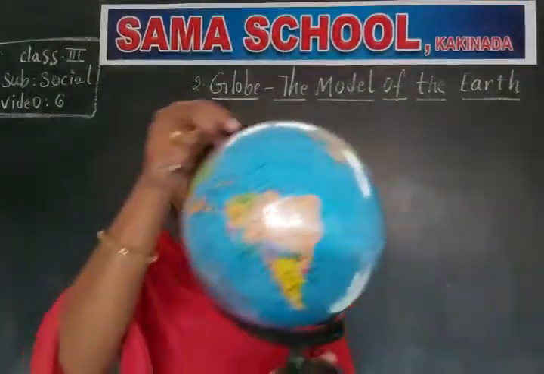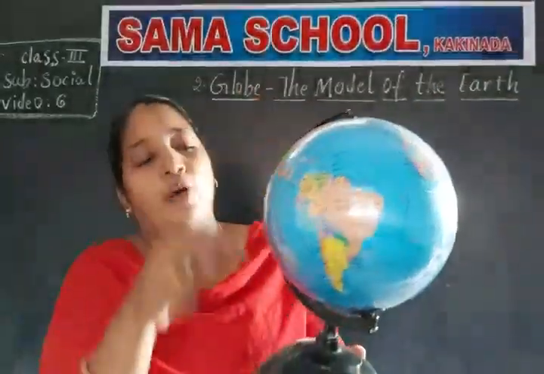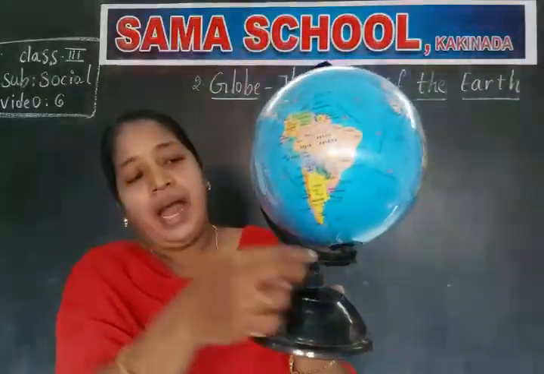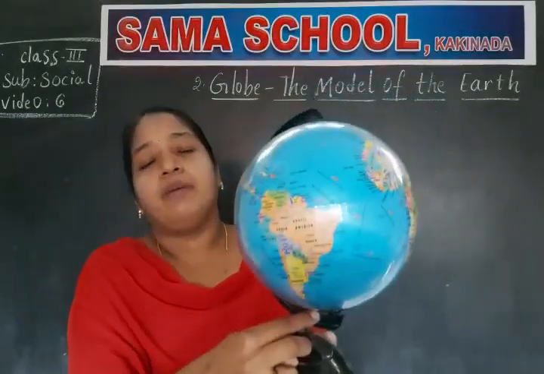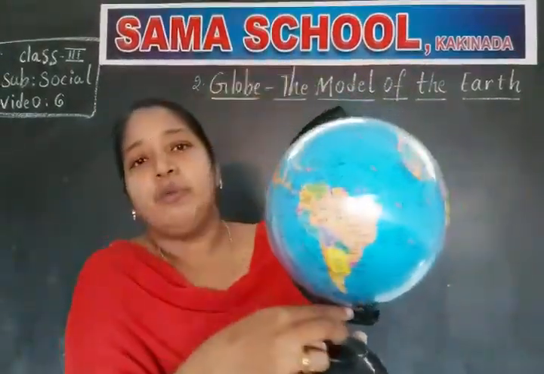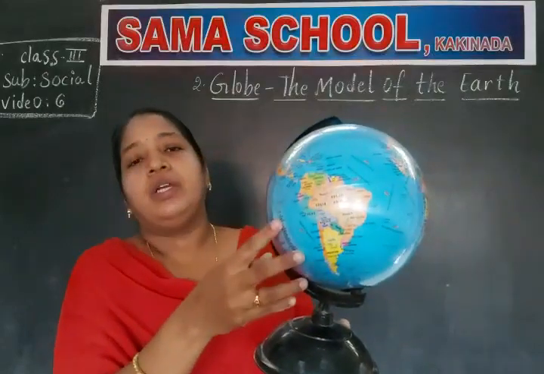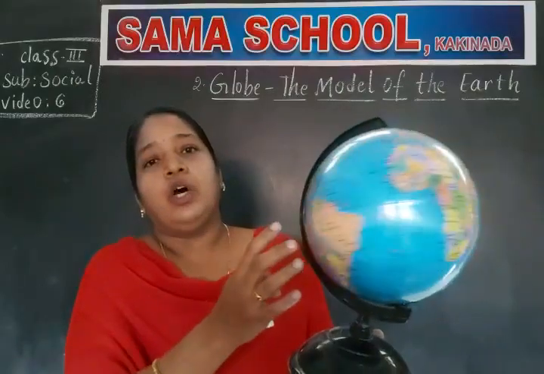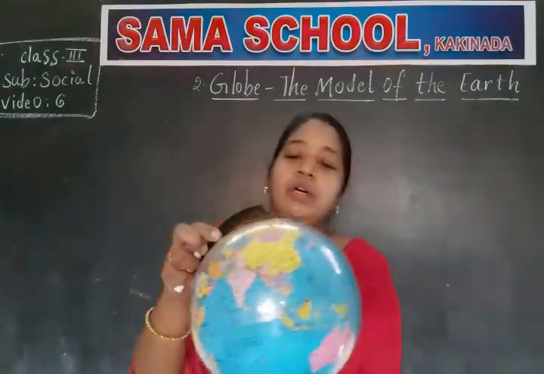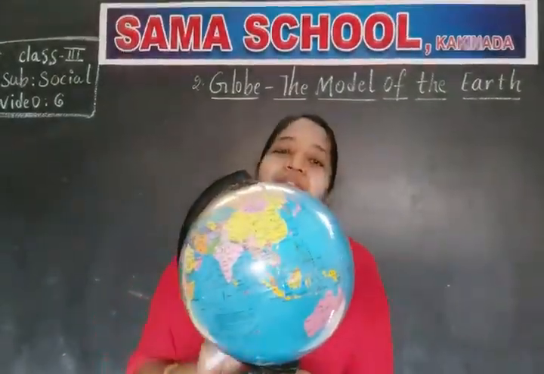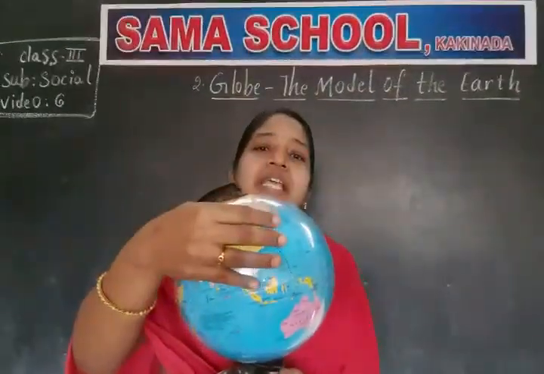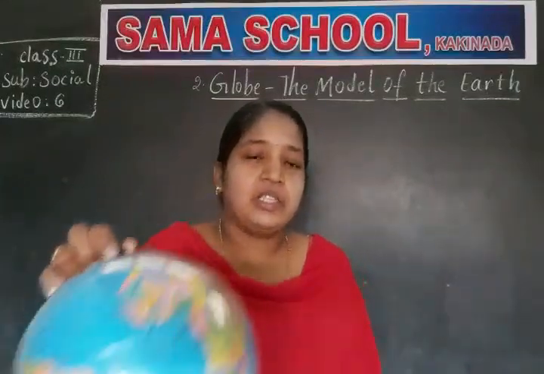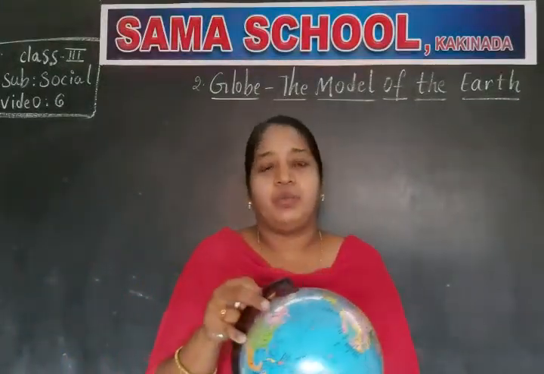If you see the globe carefully, there are 2 points. One is at the top of the globe and the other point is at the bottom of the globe. These 2 points hold the globe and allow the globe to rotate. On the globe you can see only half of the globe, and if you want to see the other half, you have to rotate the globe like this. Clear, children? These all points you have already learned in the previous video.